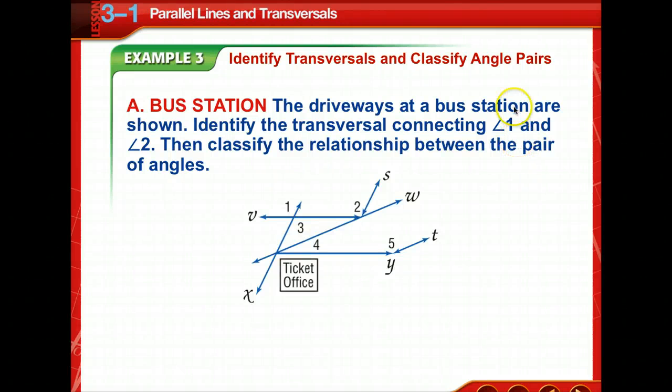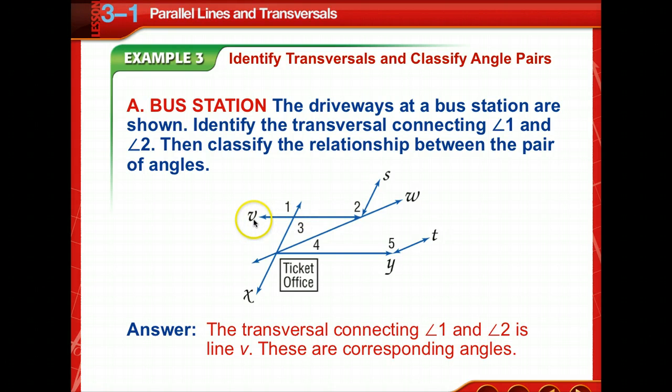So let's look at example 3. The driveways at a bus station are shown. Identify the transversal connecting angle 1 and angle 2, then classify the relationship between the pair of angles. Well, the transversal is going to be V. That's what's connecting those vertices. So we're looking at lines S and X. So they are corresponding angles. Very good. They lie on the same side of their lines.